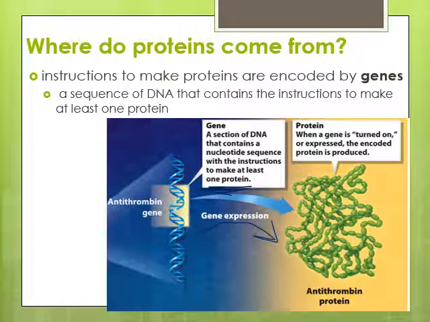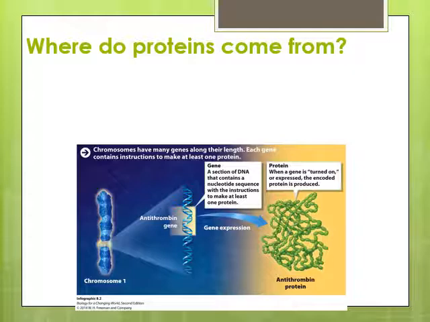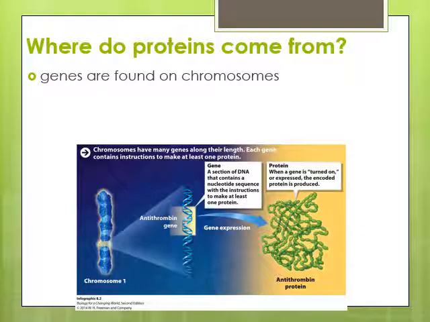So if that gene is actually expressed, if that gene's turned on, then it means that that encoded protein is produced. So you might have genes to produce certain proteins, but they're not turned on or expressed, which means that your body's not actually going to make them. And this doesn't just apply to humans.